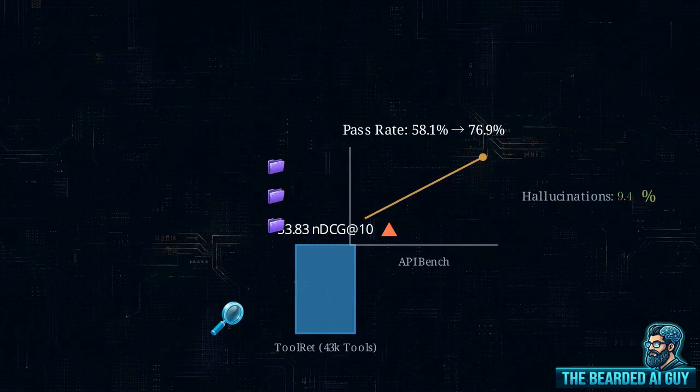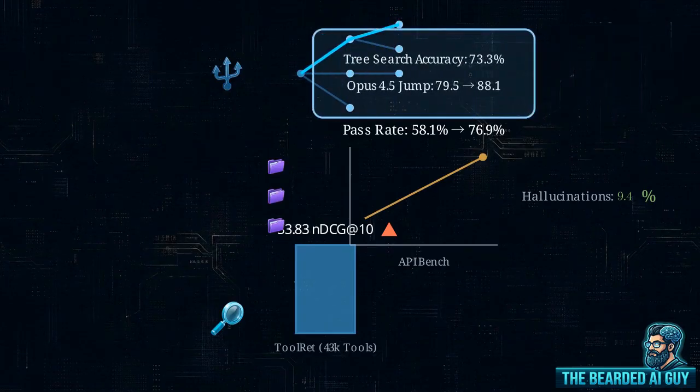Hierarchical selection improves this by clustering APIs into toolkits. The agent selects a toolkit first, then a specific tool. On API Bench, this approach increased pass rates from 58.1 to 76.9 while cutting hallucinations in half. The most accurate method is tree search. Using Monte Carlo Tree Search over potential tool trajectories allows the system to reach 73.3% accuracy. Anthropic's internal tests on Opus 4.5 showed similar gains, with accuracy rising from 79.5 to 88.1.